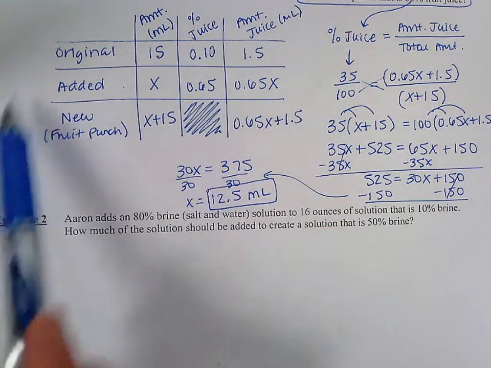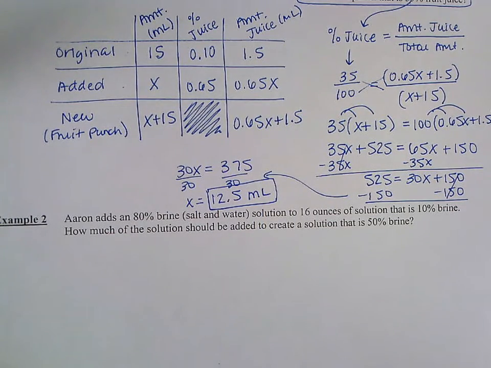Set up your chart to organize your information. Like I said, you can just replace the juice with the brine in this case, the salt and water solution it's talking about. But give example 2 a try. I'll walk around in a moment.